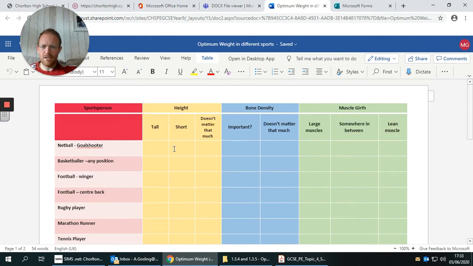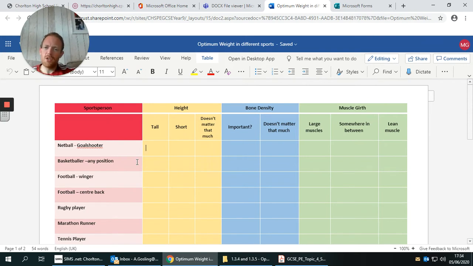So if you can see there, sports person, we'll look at a goal shooter. So it helps if you know more about sport, this topic. So this is why I always say, if you see some sport on TV that you haven't really seen before, watch it for 5 or 10 minutes just to get your head around it. If you find it interesting, keep watching. Some of you will know netball inside out. Some of you won't have a clue. We've played it a little bit. Obviously, we'll play it a little bit more as well.